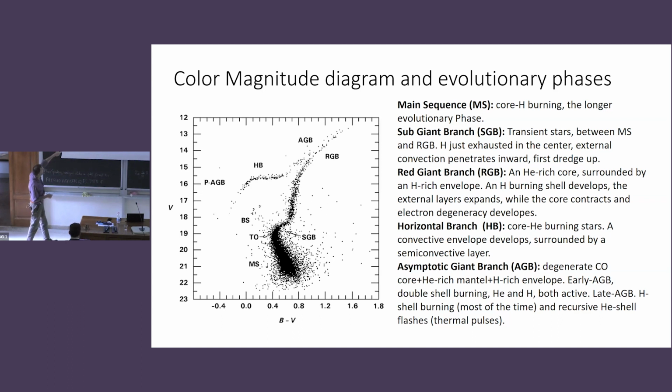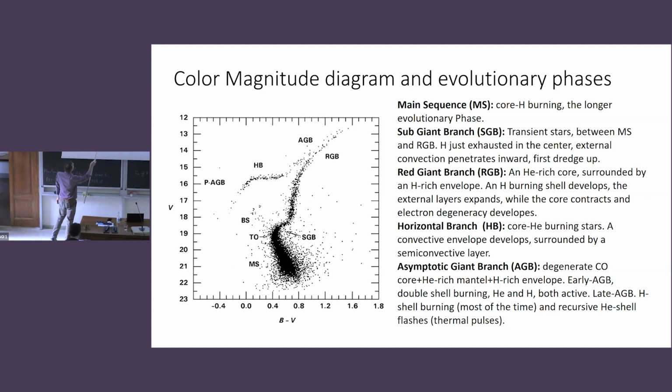And we recognize in this plot the various sequences: the main sequence, MS, here, which represents stars that are burning hydrogen within the core, like the sun. And then after the main sequence, when the hydrogen is exhausted within the core, the star evolves in the red giant branch, RGB, this long sequence made by giant stars. The core contracts, and eventually the density increases enough that the electron component becomes degenerate.